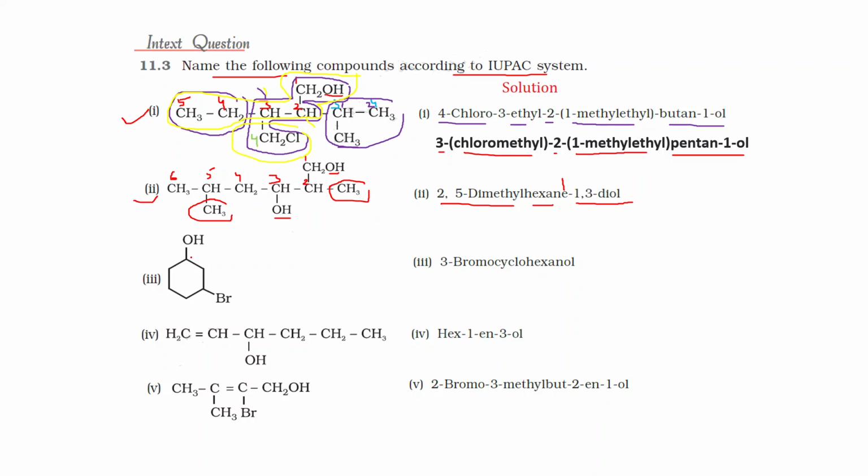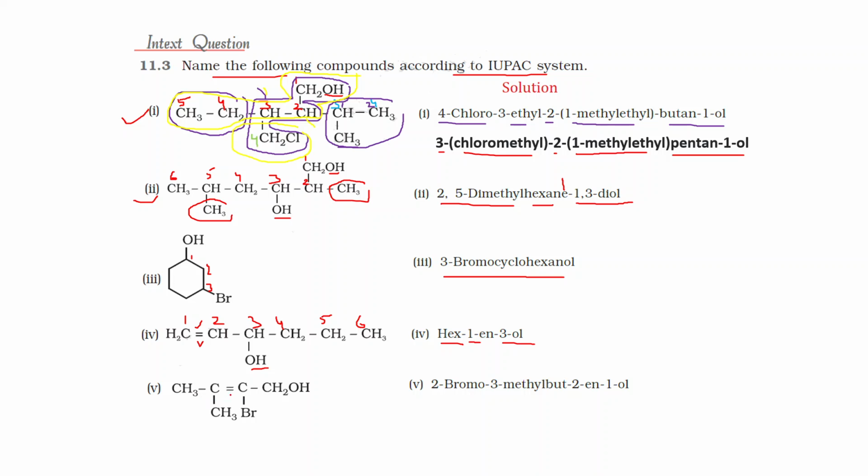Give the first number to this carbon atom, 1, 2, and 3. That's why this is 3-bromocyclohexanol. Now, in this case, a double bond along with this OH is there. We will give the numbering from this side. 1, this is 2, 3, 4, 5, and 6. Okay. After the first carbon atom, there is a double bond, and at the third carbon atom, OH group is attached. Total number of carbon atoms in the chain, hex, 6. That's why hex-1-en-3-ol.